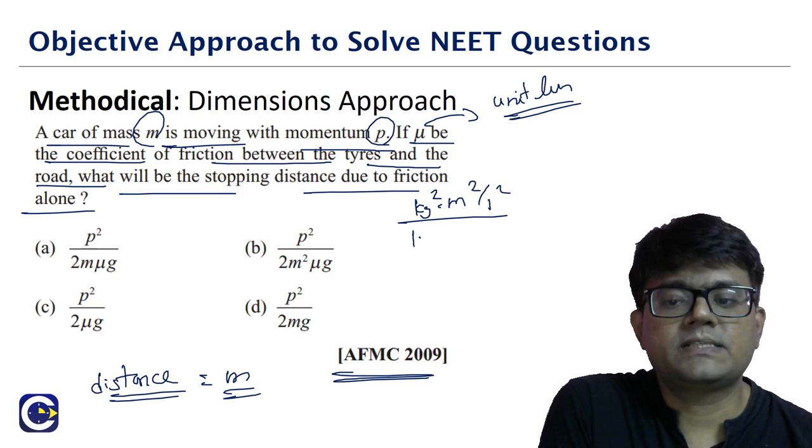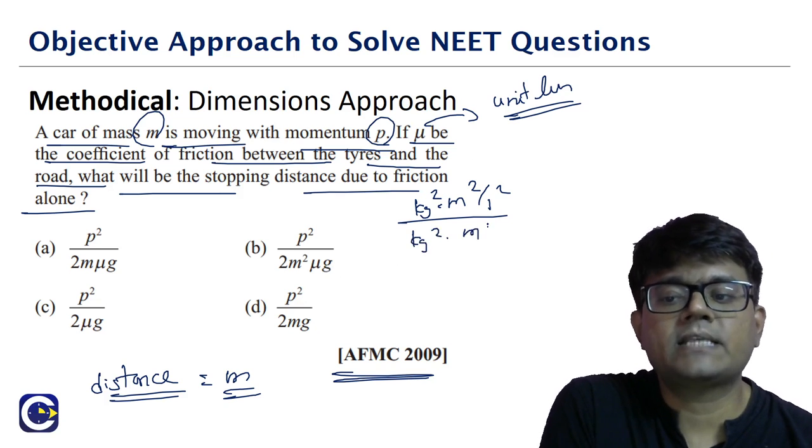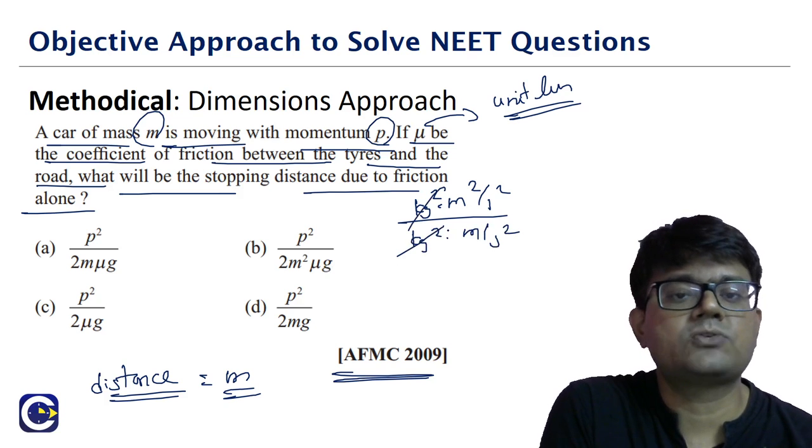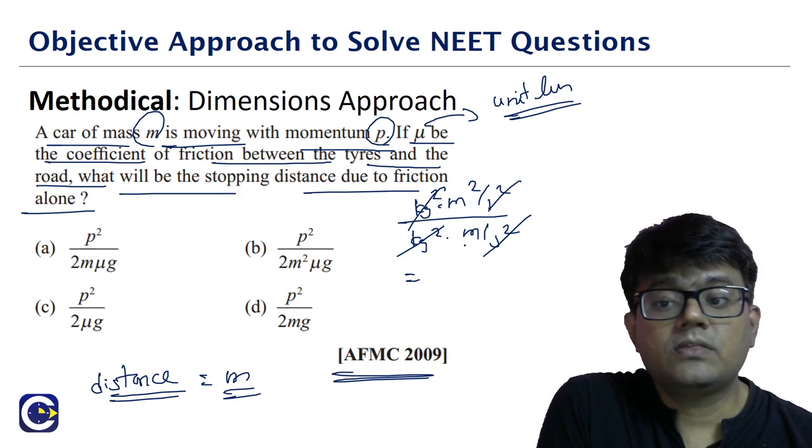M square, m is mass, means kg square. Mu is unitless, into g. G is acceleration due to gravity. Look here, kg square cancels. Second square. In the numerator we have meter square, in the denominator we have a meter.